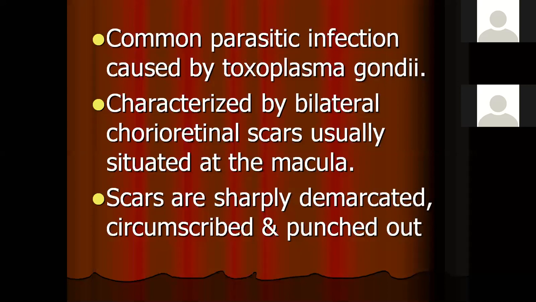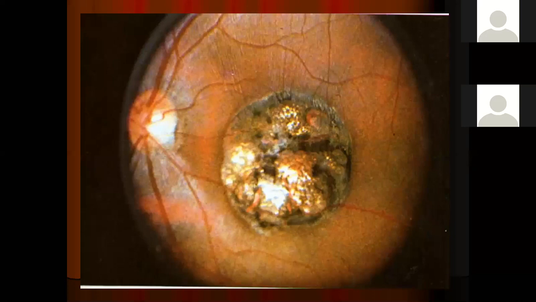Now just look at this fundus photograph. In this photograph, this is the optic disc, this is the macular area, and in the macular area, there is a sharply circumscribed, circular, demarcated, punched out lesion at the macula. And this is a characteristic feature of toxoplasmosis.